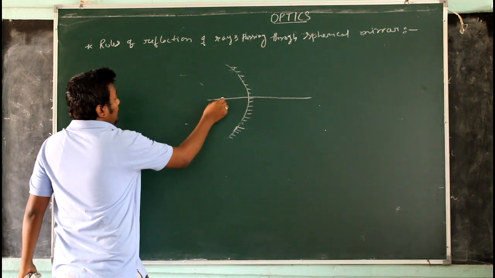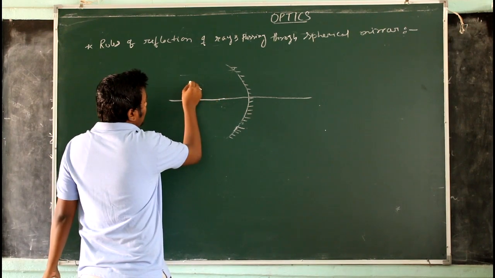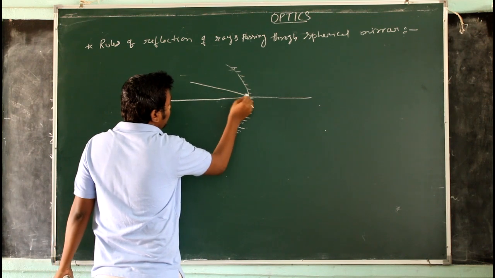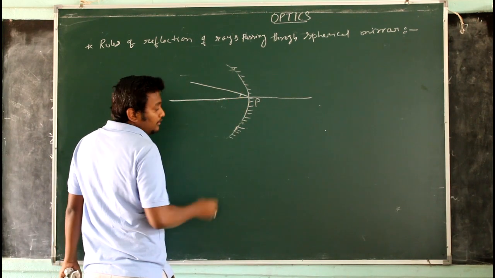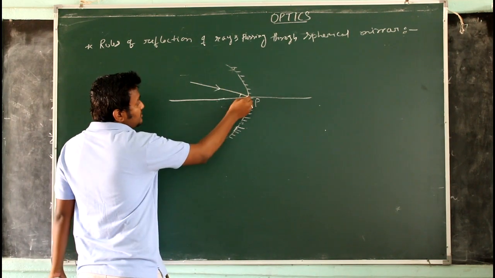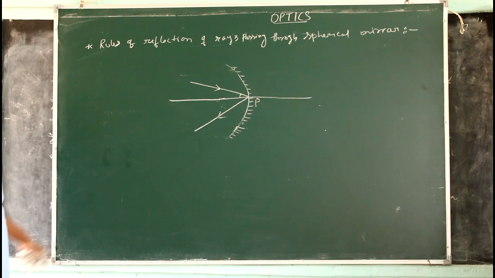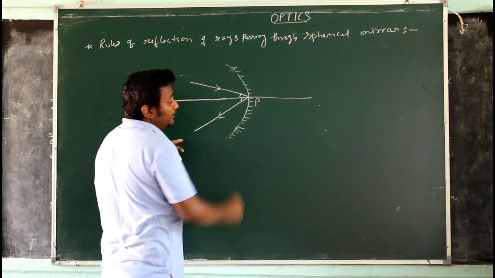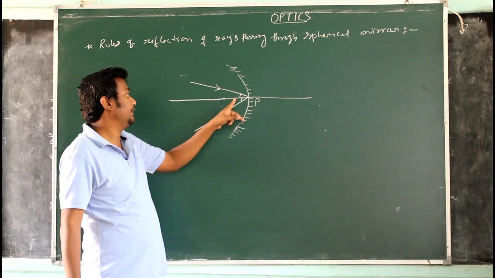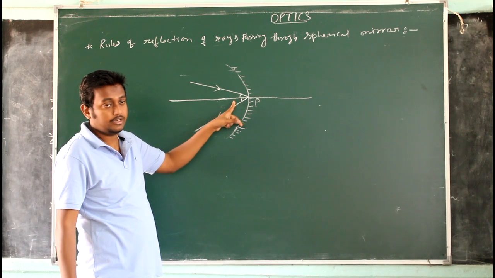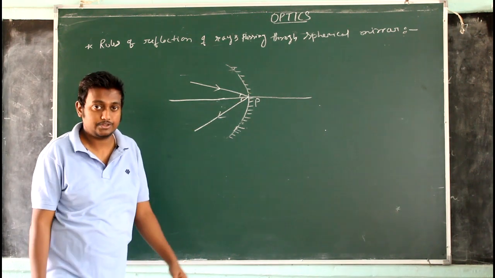Now, ray number 3. Suppose one ray is incident on the pole by making some angle. This ray will reflect back by obeying the laws of reflection, that is, angle of incidence equals angle of reflection. If it is incident like this, it will again reflect back by obeying the laws of reflection.